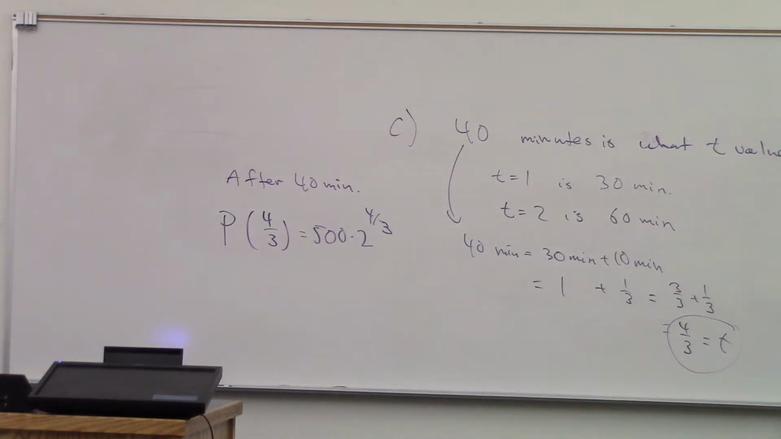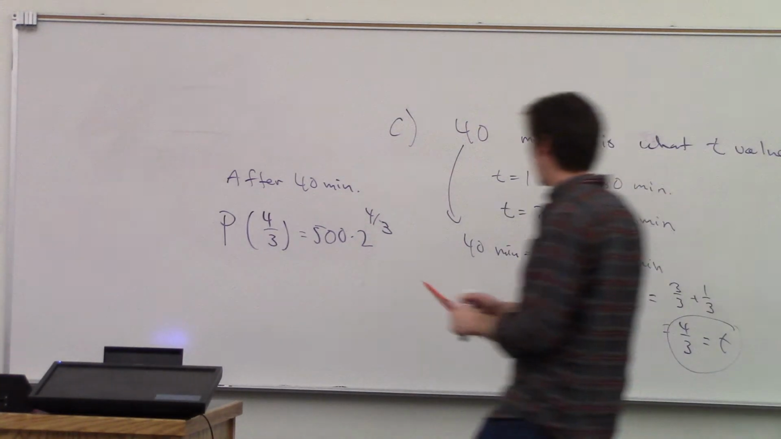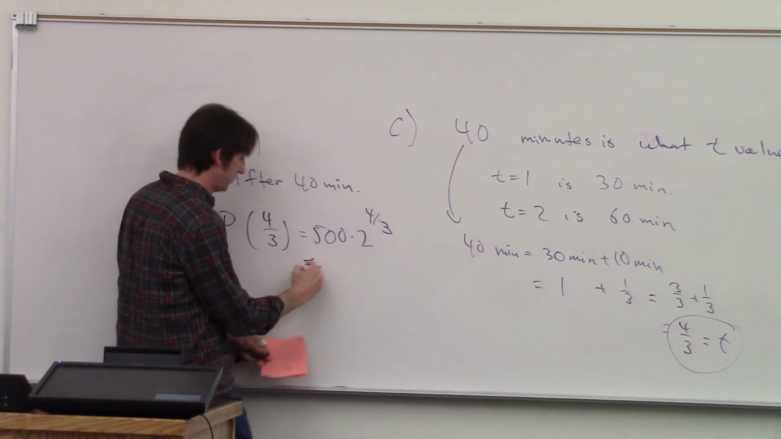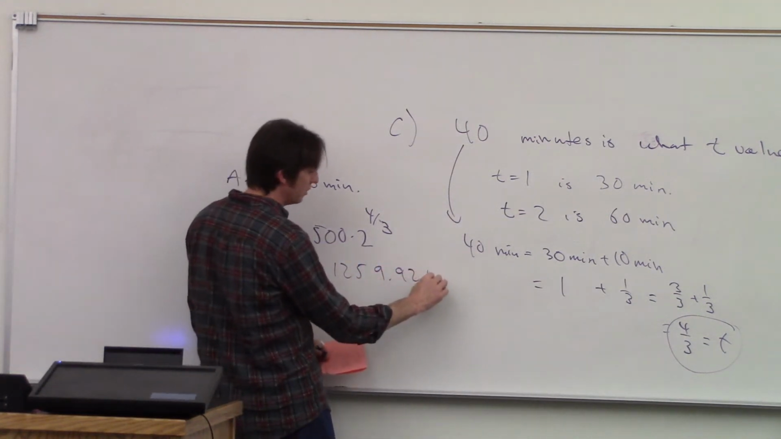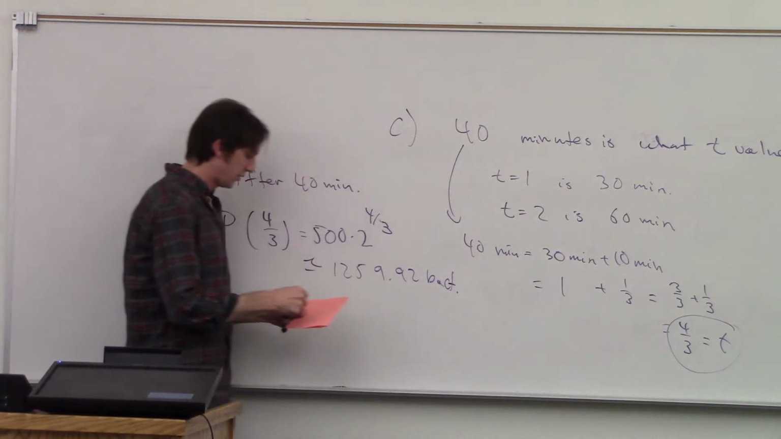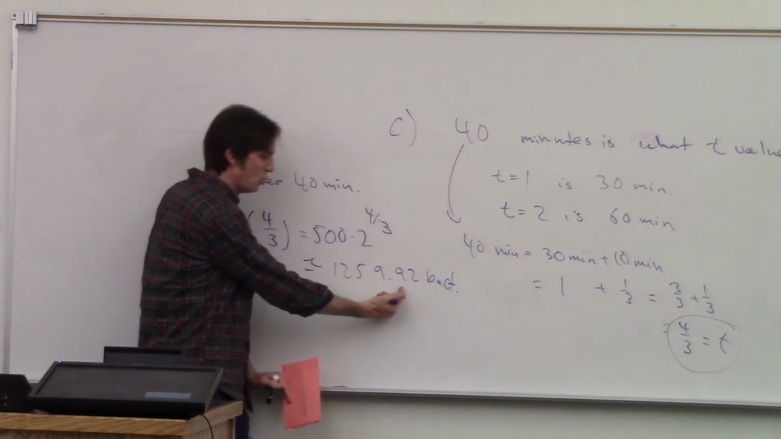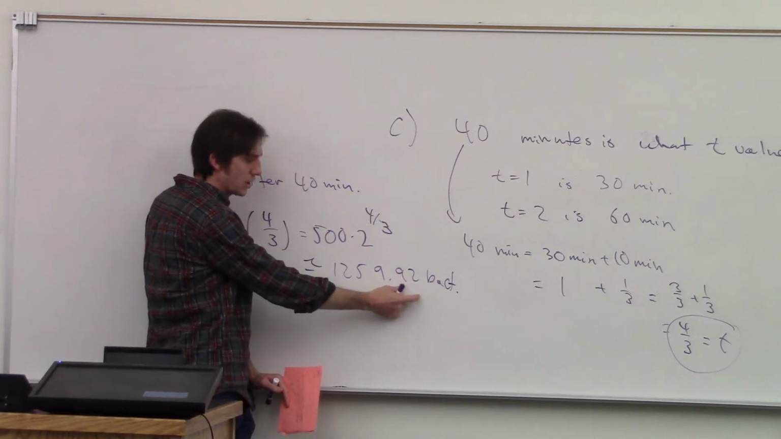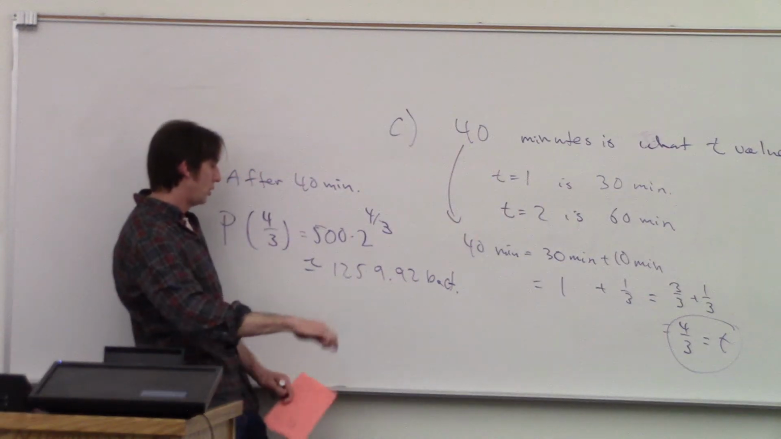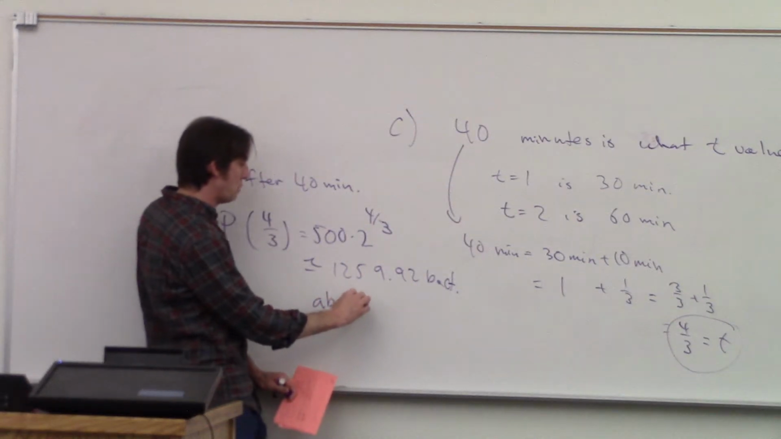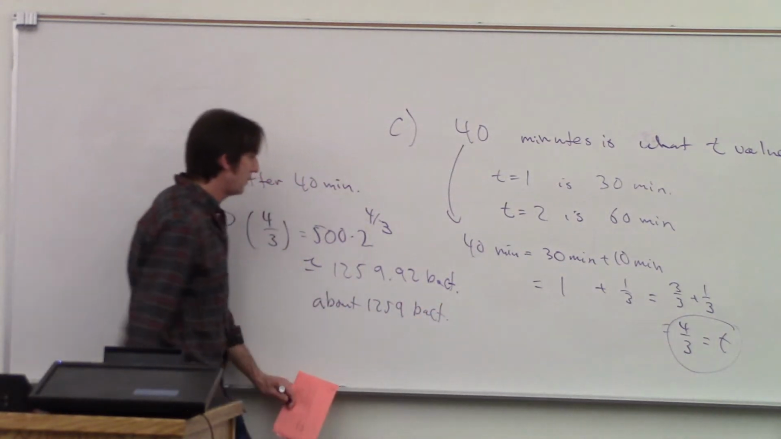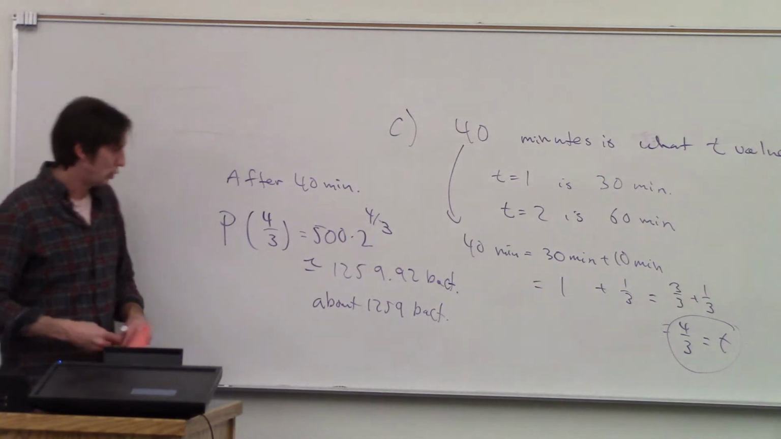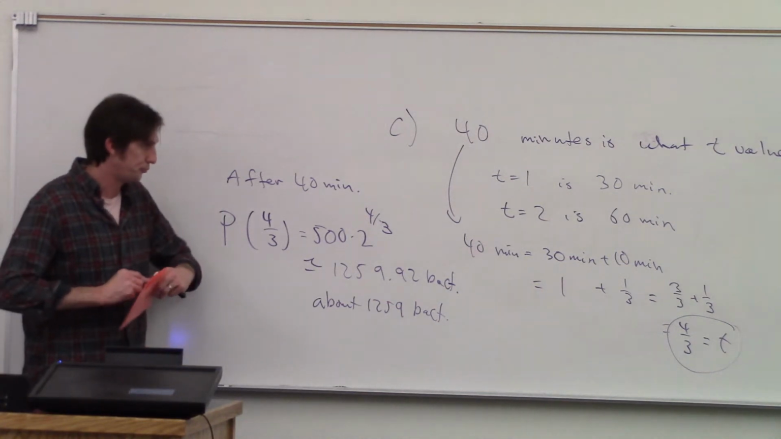And then you can just compute that on your calculator. I got approximately 1259.92 bacteria. Of course, it doesn't make sense to have a fraction of a bacteria, and so we would maybe say that there are about 1259 bacteria after 40 minutes. We would round down in that case.